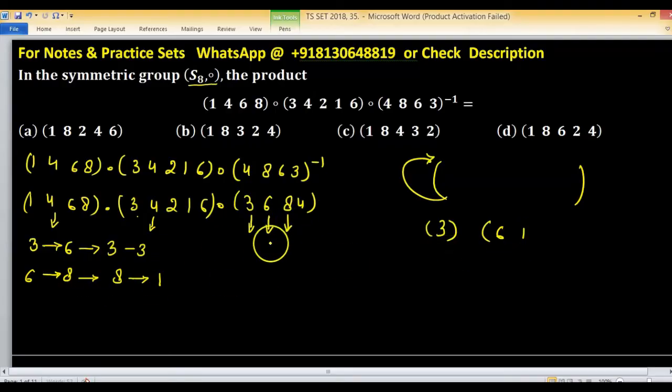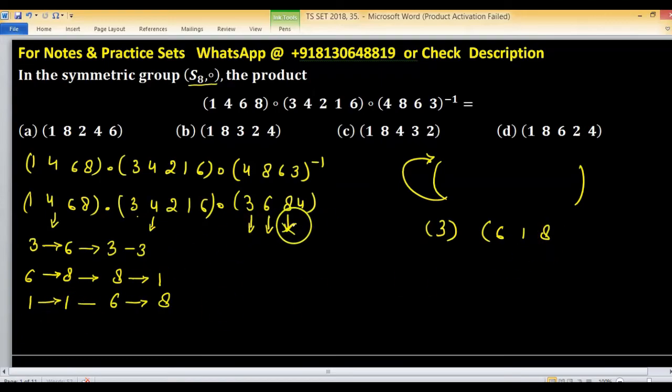Now pick the third element. Sorry. Now 1. From the third one, 1 is going to 1. 1 is going to 6 in the second one, and 6 is going to 8 in the first one. So 1 is going to 8.